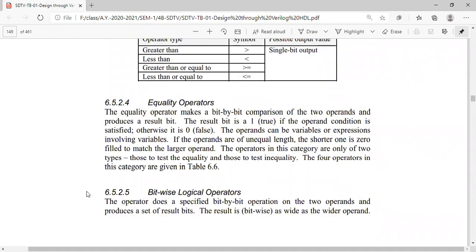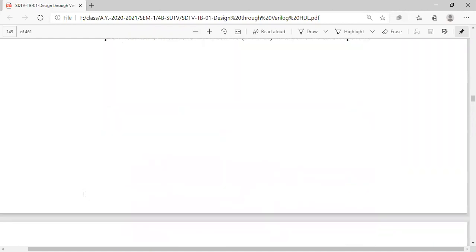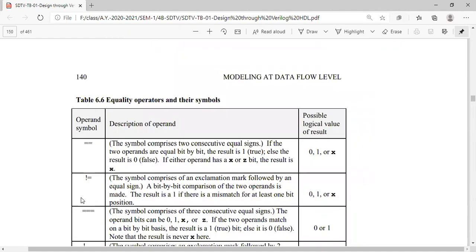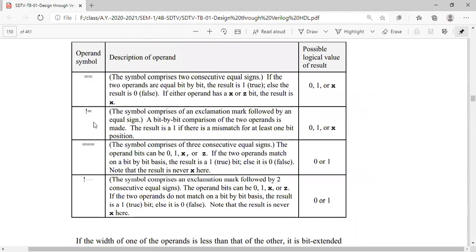So we also have equality operators. We have 4 types of equality operators. This one is double equal. If you write equal and equal, that is double equal, 2 consecutive equal symbols. It is a bitwise comparison of 2 operands.